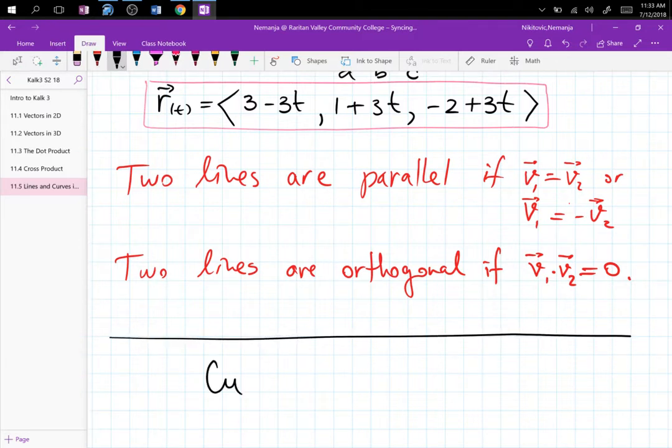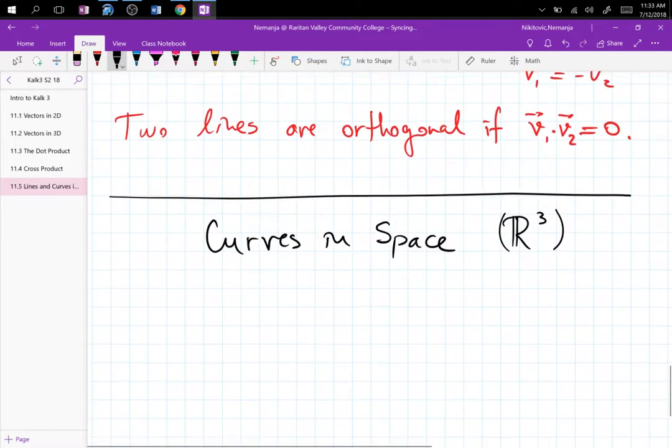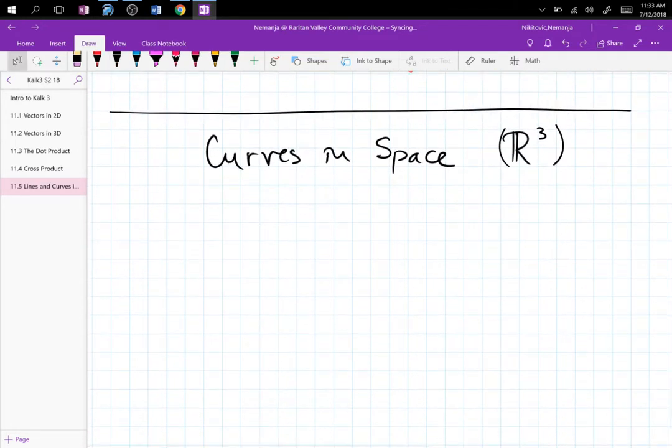Curves in space. Again, we are focusing on R3. You know R2. We already talked about it. R2, your x squared, your sine x, your ln x. So those are the curves in R2. You studied that in pre-calculus and calculus. Now we are focusing on R3.